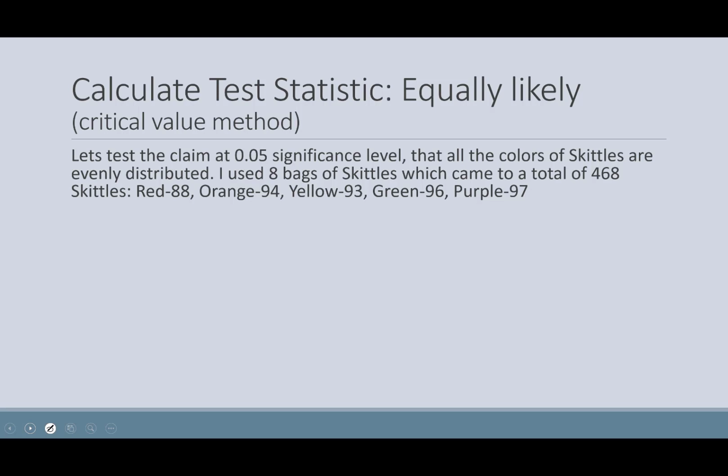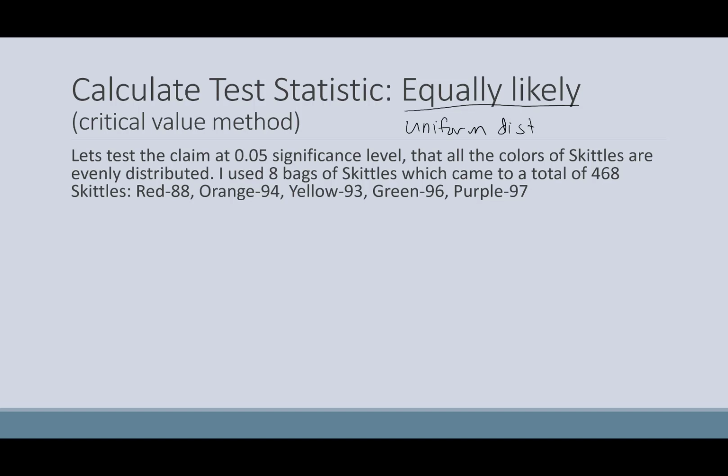So we're going to first look at how we could calculate the test statistic if we are interested in equally likely outcomes. Now, when we see the phrase equally likely, that's an indication that we are looking at a uniform distribution. Uniform meaning it's equal. So we think that each of the categories should have the same number of items in there.